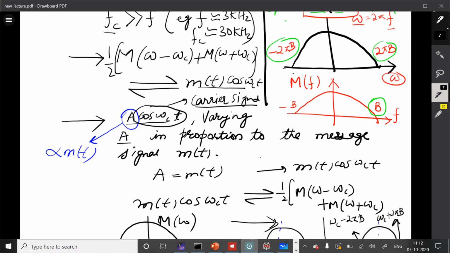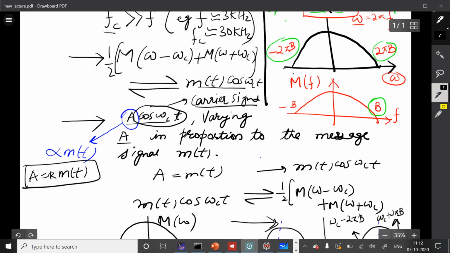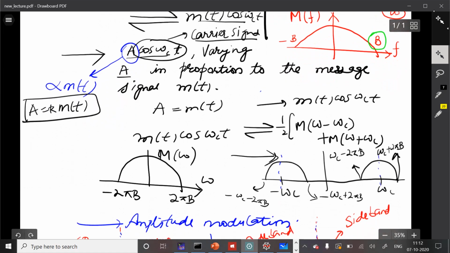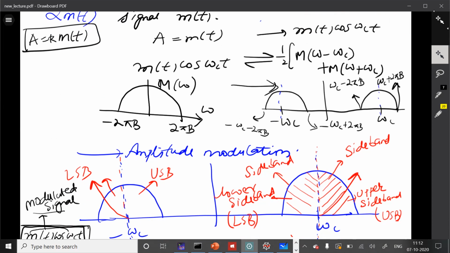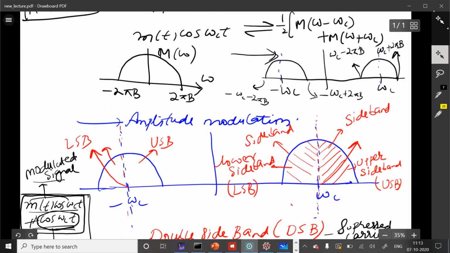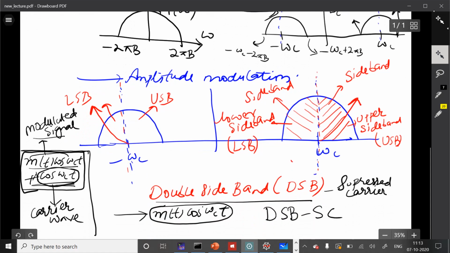It need not be equal to m. In general, a can be any constant k times m of t, where k is a constant; we make the amplitude proportional to the message signal. So the information carrying signal is called the carrier signal, a cos of omega ct, and the information is hidden in the amplitude. The shifted signal has this spectrum. It has two sidebands, upper sideband and lower sideband, and hence it's called double sideband. Plus there is no separate carrier term in the signal.